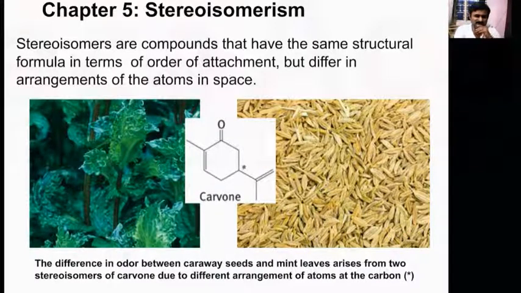So let us see what are stereoisomers. These are the compounds that have the same structural formula in terms of order of attachment but different arrangement of atoms in space.